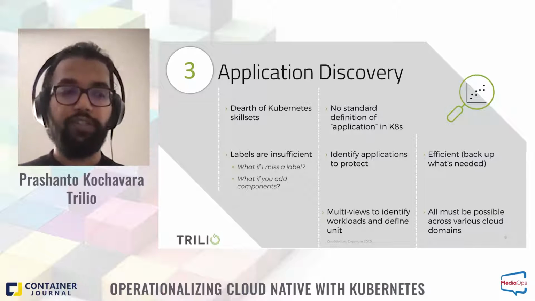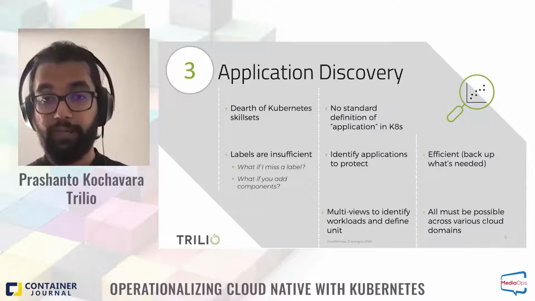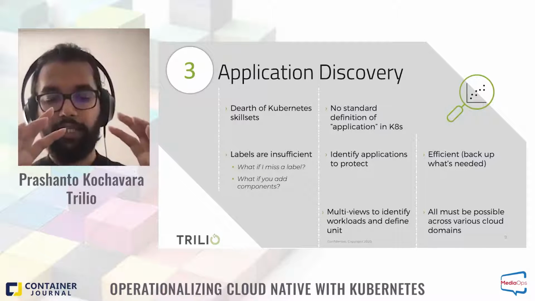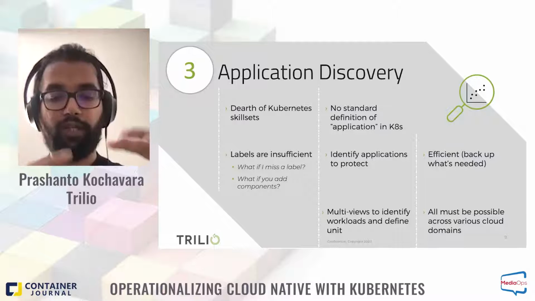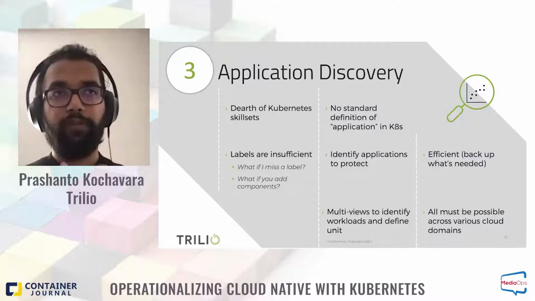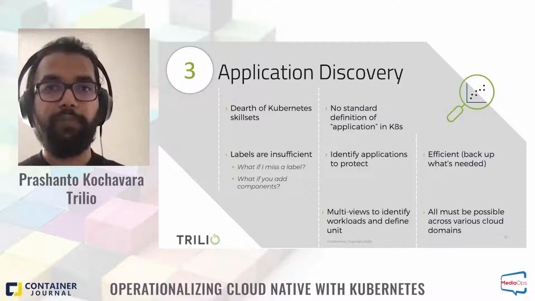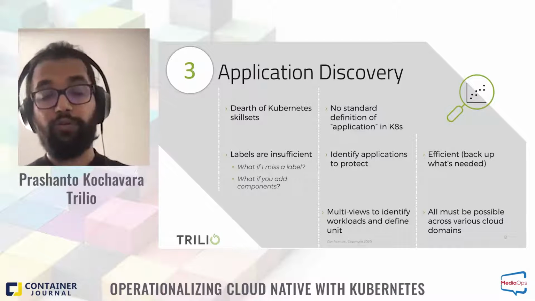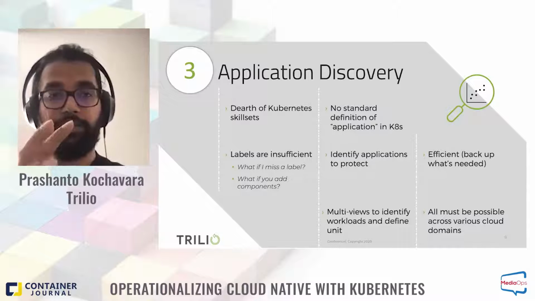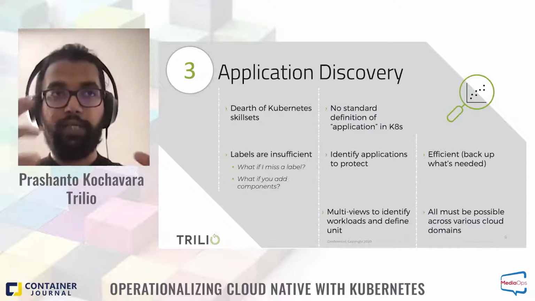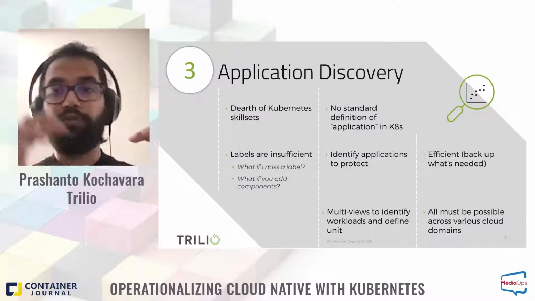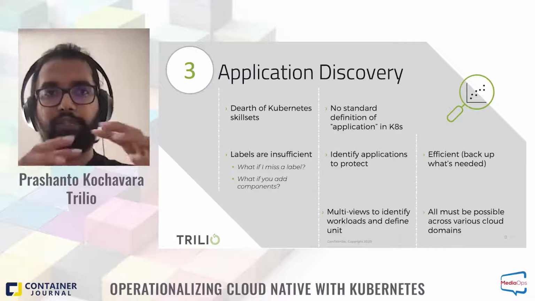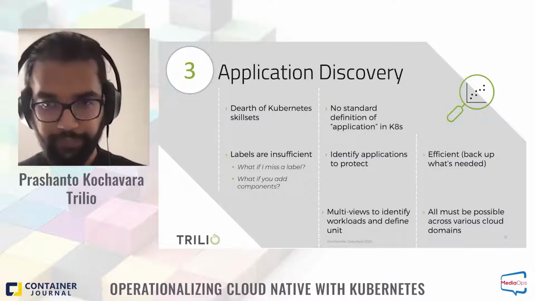You want to be efficient in terms of what you are selecting to backup, and you want multiple views to slice and dice the Kubernetes namespace or the cluster to give you multiple views to select what you may actually be interested in and define it successfully as well. So you may want to have two Helm applications that you want to back up together. You should be able to cherry pick both of those, concatenate it with a label based application, add another operator based application, and call that as your backup unit.